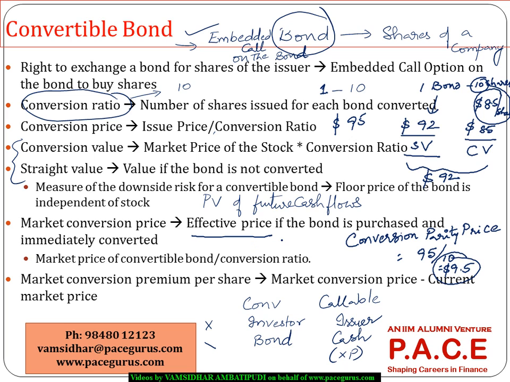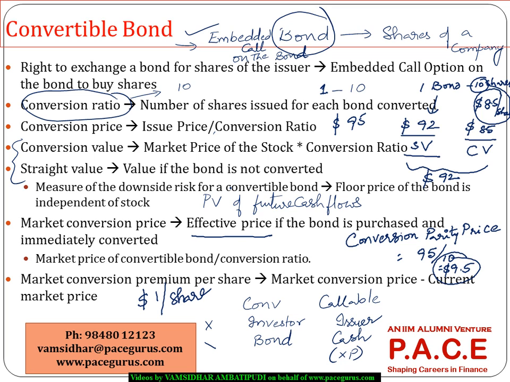So $9.5 per share minus $8.5 per share, which is $1 per share, is what we call the market conversion premium, because the market conversion value is currently $1 more than the current share price. So this much of a premium today the investor is willing to pay under the assumption that the stock price will rise and he can be in a position to convert the bond into a share in the future.